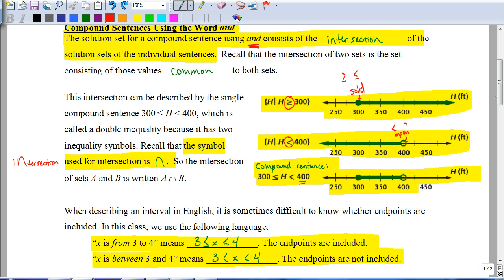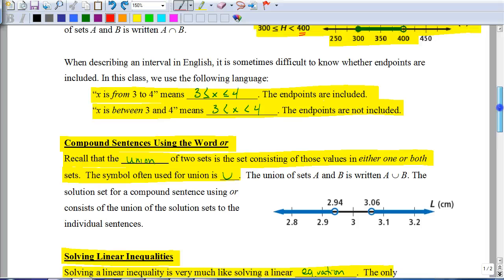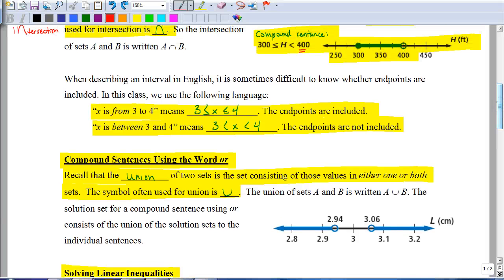So that section there is all about the word and. So and is referring to the intersection, what the points have in common. If we're working with the word or, this on the other hand means either in one or both sets. And we refer to the word or as the union of the two sets. And it's real easy to remember the symbol here. The union starts with U, and so that's the symbol we use to represent the union. That is a U-shaped symbol.